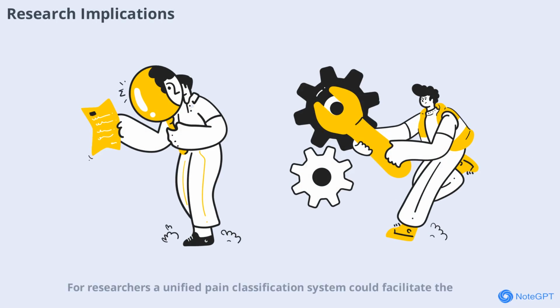For researchers, a unified pain classification system could facilitate the comparison of studies and the development of new treatments. By reducing conceptual confusion, research findings can be more easily translated into clinical practice, ultimately benefiting patients.